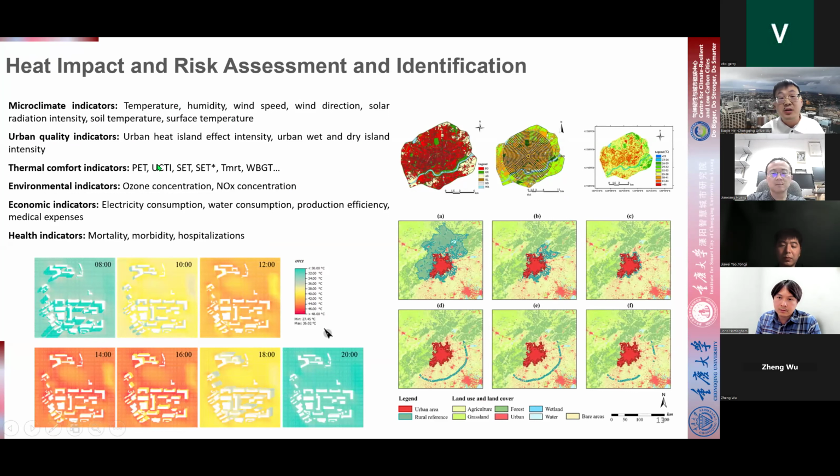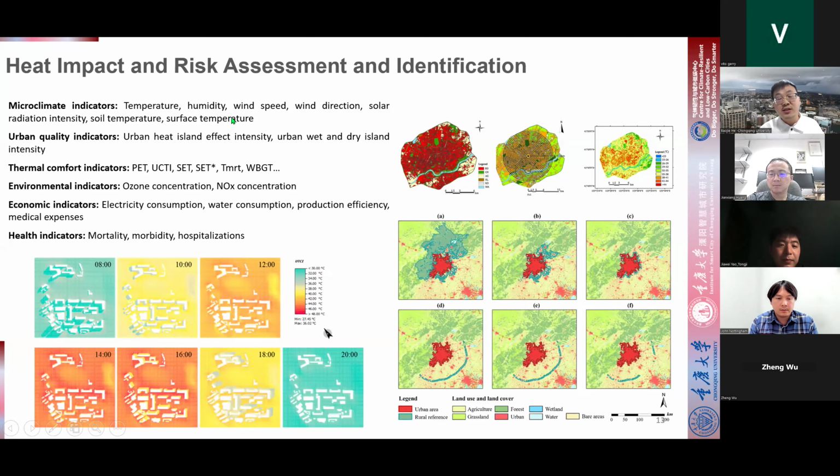But here we would like to emphasize the environmental indicators, economic and health indicators. This is important to convert the urban heat, like the meteorological concept, to the environmental, economic, and health concept or the philosophy or the practices.